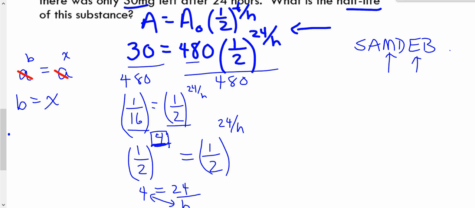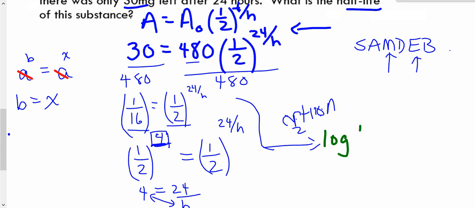If you wanted to, you could use logs. And so option two is basically, actually it should have started from here. Option 2, and I'll do this in green, is where you would log both sides. So you would log 1/16 and you would log 1/2 to the 24 over h.